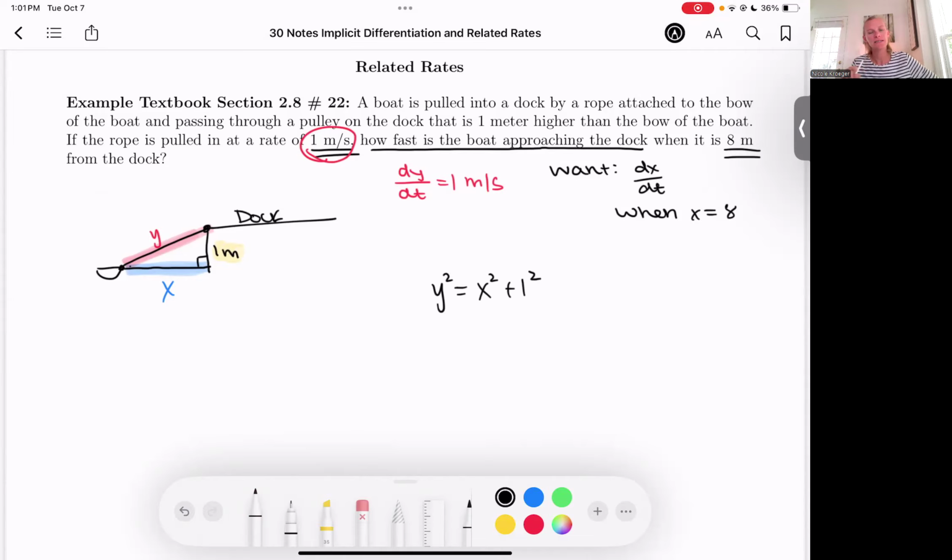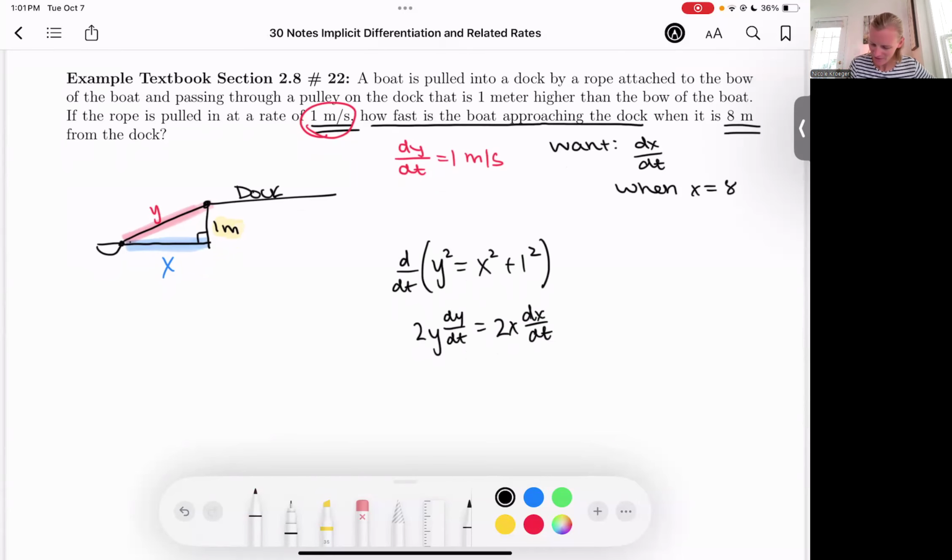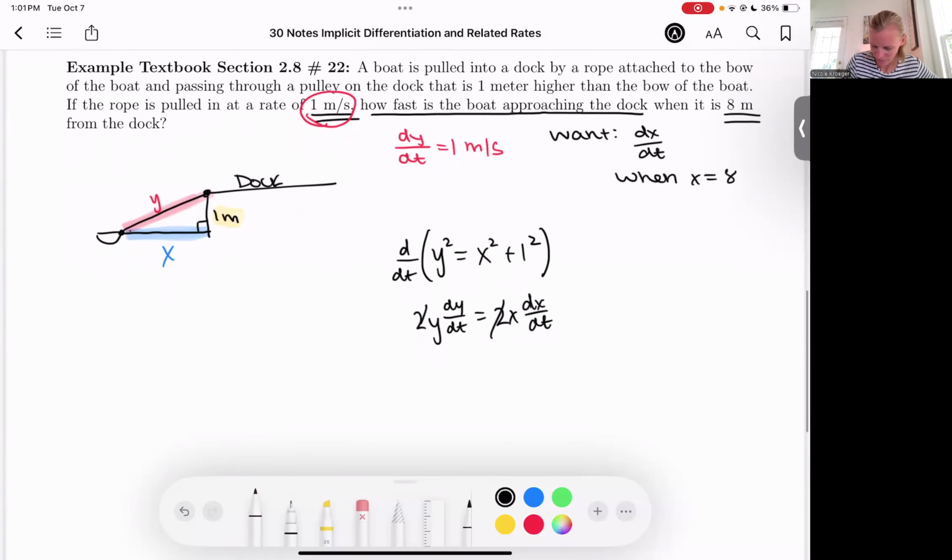Now we're going to need to differentiate this equation because we're looking for rates of change. This becomes a problem just like we were doing before with implicit differentiation. x and y are both changing with time, so we're going to differentiate both sides with respect to time. We get 2y dy/dt is 2x dx/dt, again remembering that x and y are both functions of time. We take the derivative of y squared using the power rule, just the 2y, and then we multiply by the derivative of y. The derivative of 1 squared is 0. So this is the final derivative. I can divide both sides by 2, so the 2's will go away.